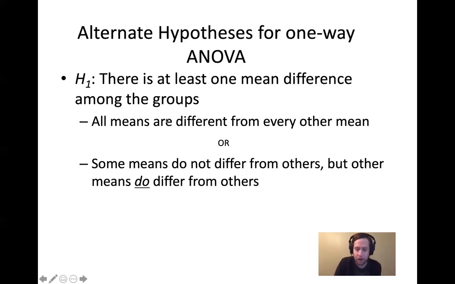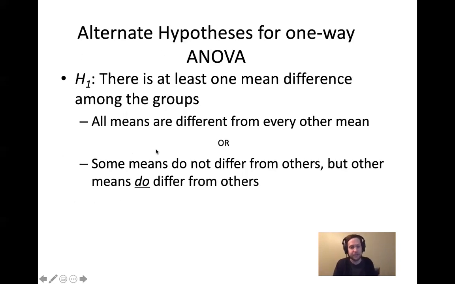Potentially, there are several things that can be consistent with this. There's at least one mean difference among the groups. There are several things that could satisfy this research hypothesis. One of those things is mu1 does not equal mu2, which does not equal mu3. That is, all of the means are different from all of the other means. But that's only one possible outcome that is consistent with the research hypothesis.